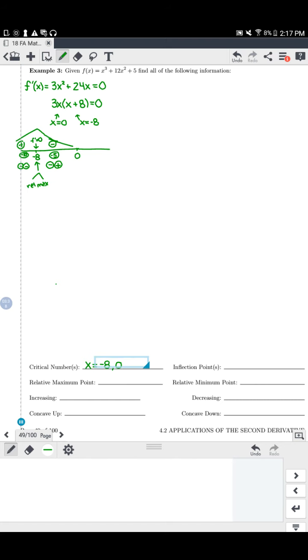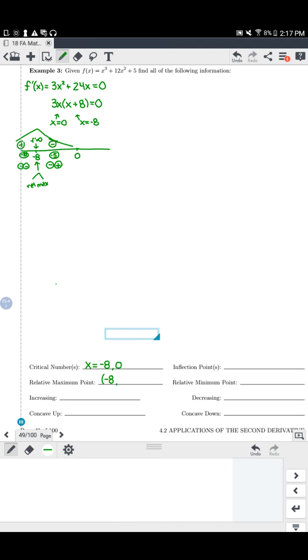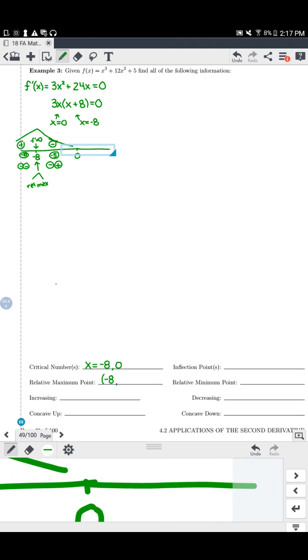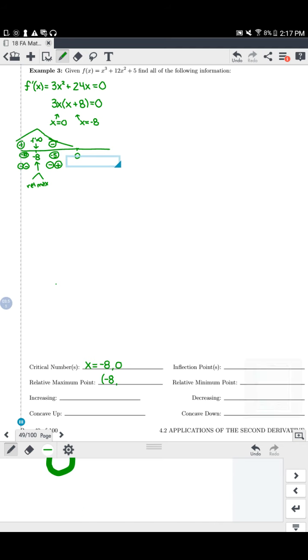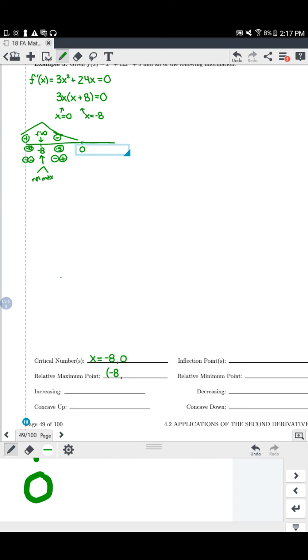So I can even pop down here and my relative max point is going to be at -8. To find the y value, I'm going to hold off on that. I'm going to keep looking at the derivative, but I know it happens at -8. So I'll find that y value in a minute by plugging into the function. I'm going to finish working on my sign chart.